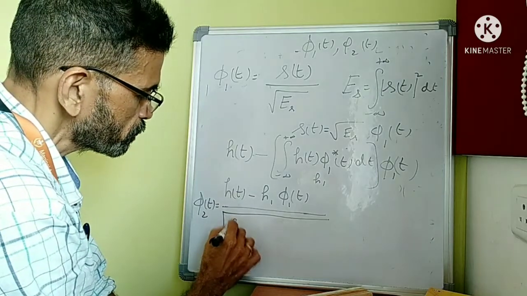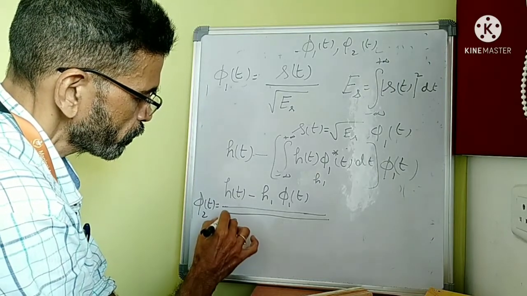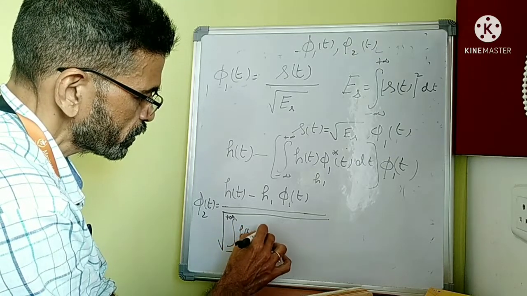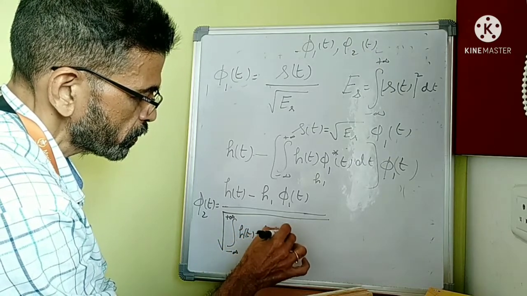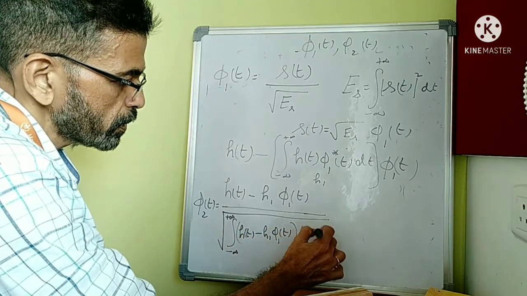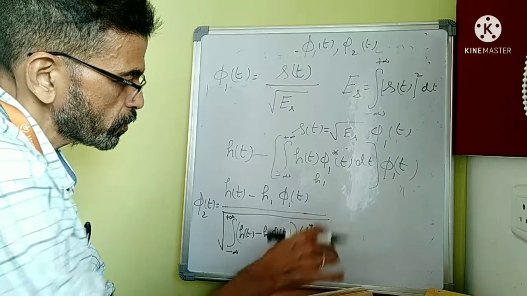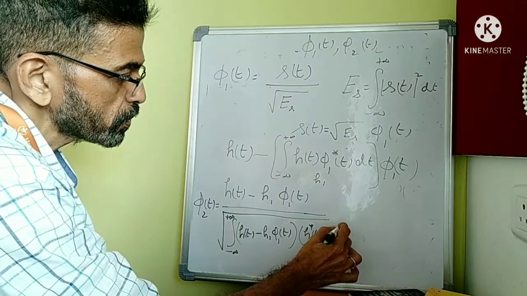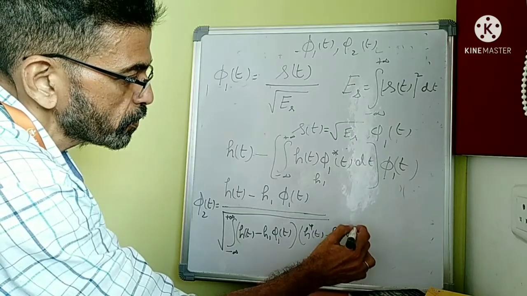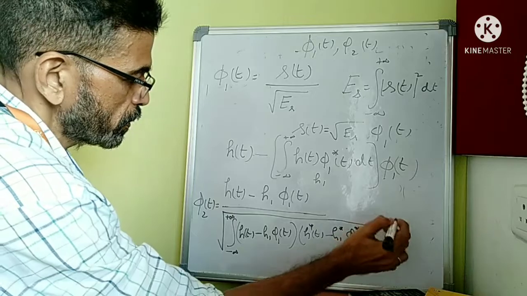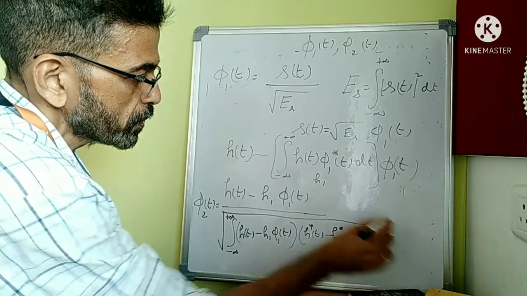And the energy of this will be the integral of h(t) minus h1 phi 1(t) multiplied by h conjugate (t) minus h1 conjugate phi 1 conjugate (t) dt.